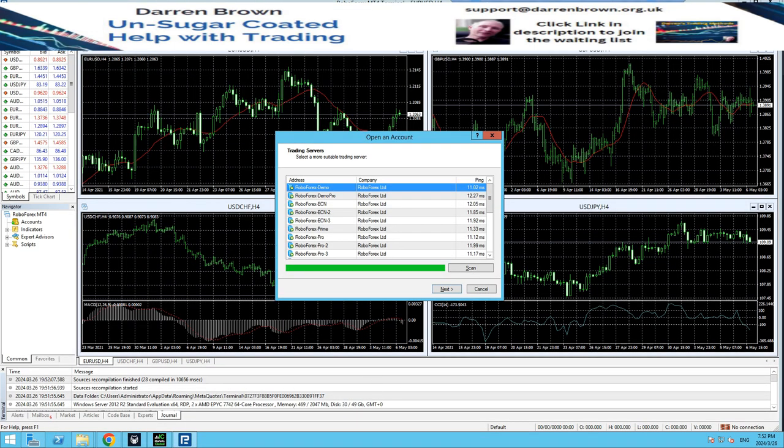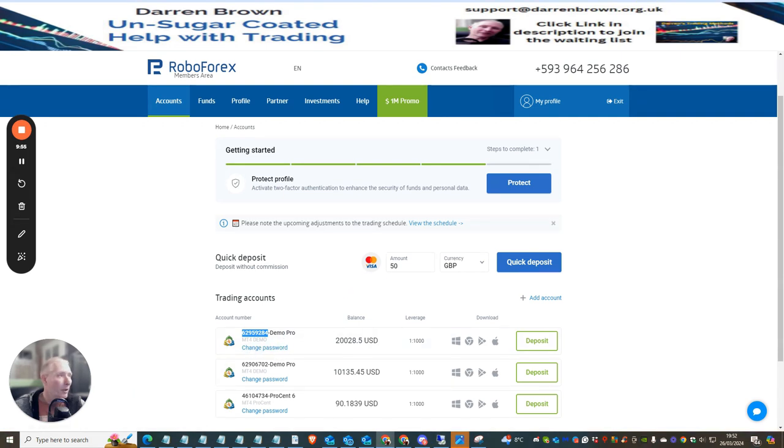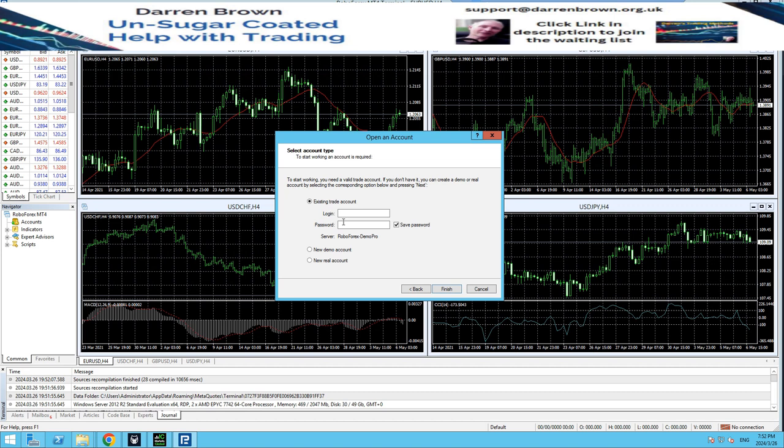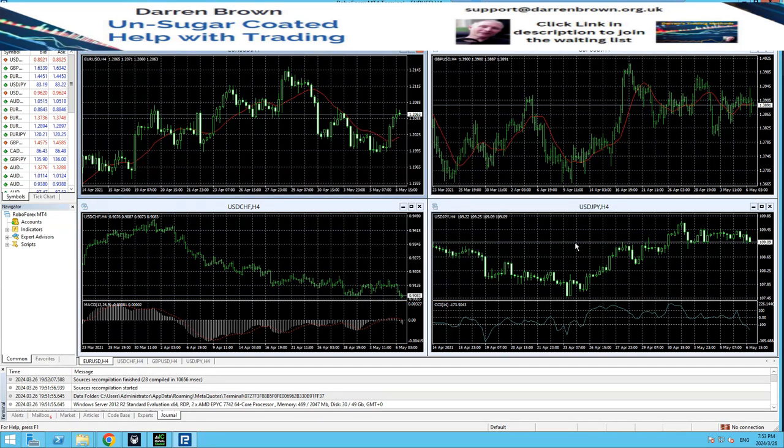I just need to check that it is a Demo Pro account. It's very important that you make sure this is a Demo Pro account, which is this one here. Now hit next. Now I'm going to add in my existing login details. I'm going to put in my password. And then hit finish. Hopefully that's going to load up.